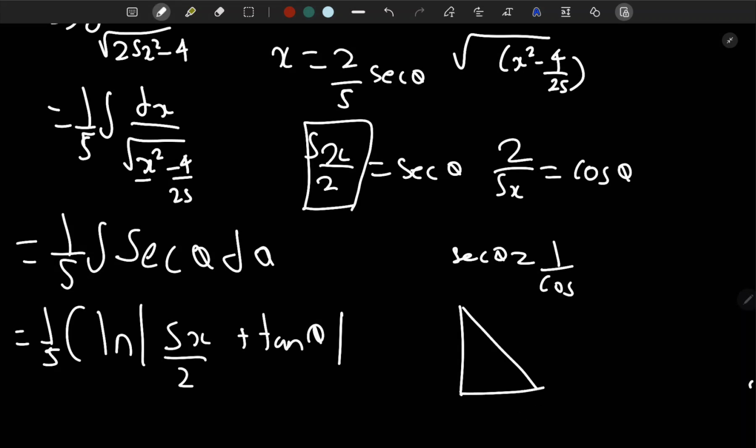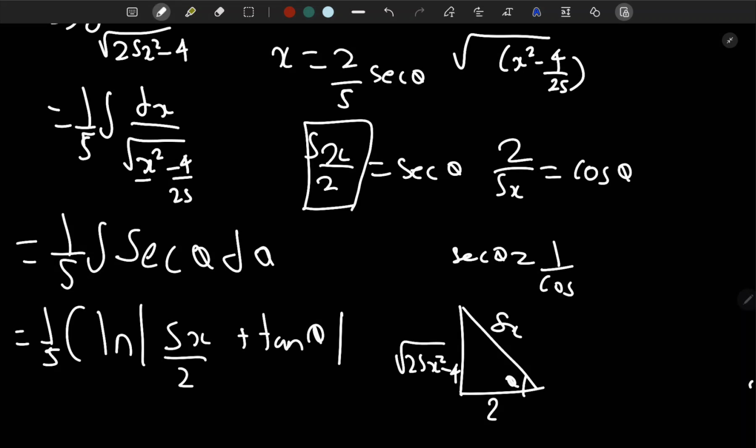So this is our angle delta, and we know that cosine of delta is adjacent over hypotenuse. Adjacent is going to be 2 and hypotenuse is 5x, and our last side, which is the opposite side, is going to be radical of 25x squared minus 4.